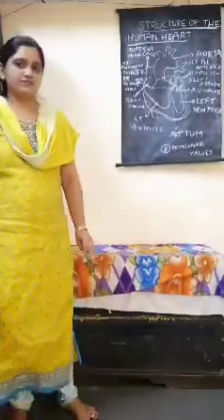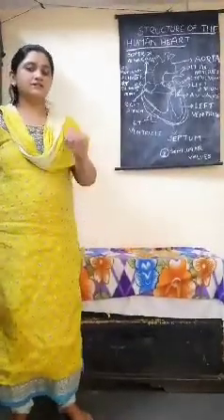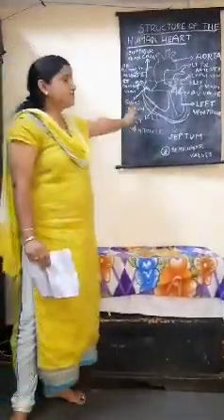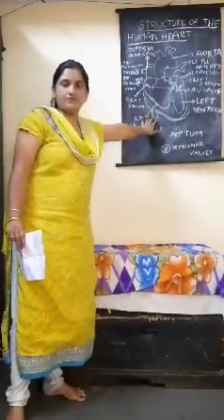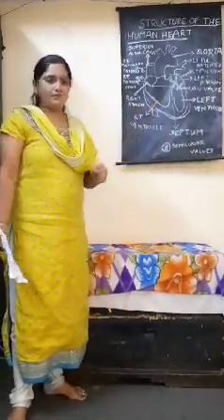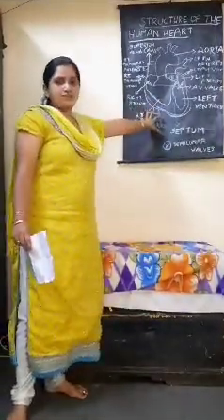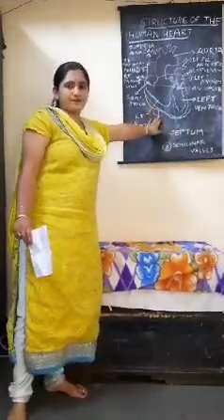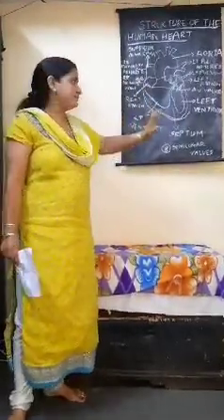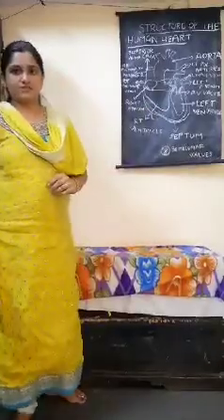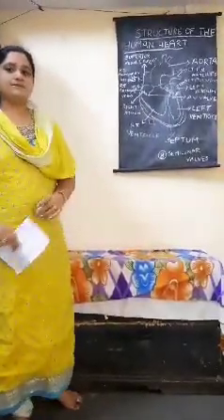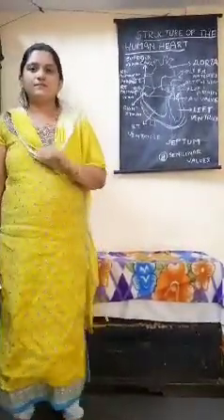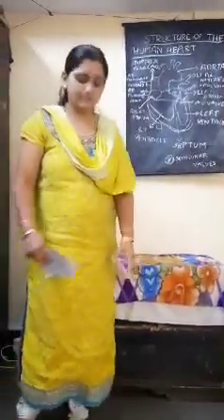Third is coronary circulation. Here the oxygenated blood is supplied to the heart, that is the blood supply for the heart, which is coronary circulation. Now the heart pumps around 5 to 7 liters of blood in a day throughout the body.